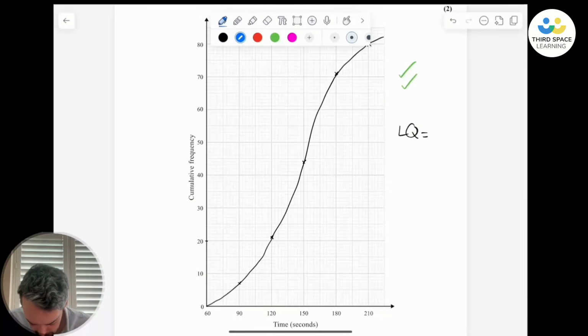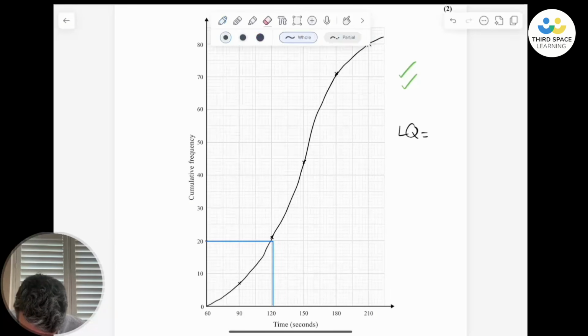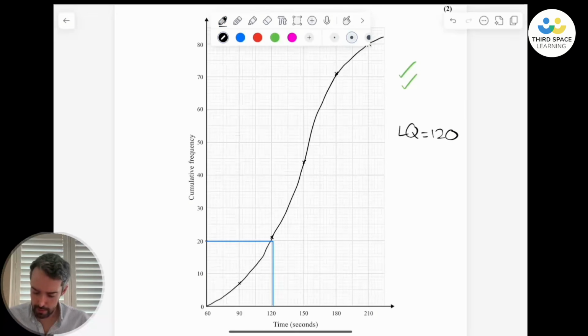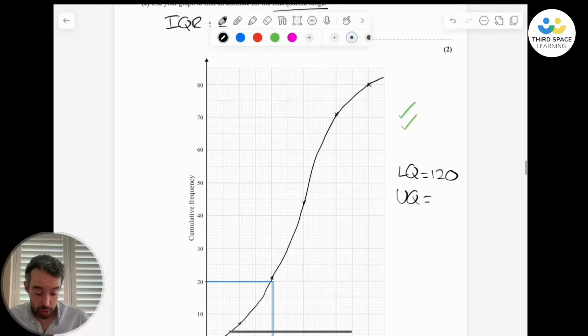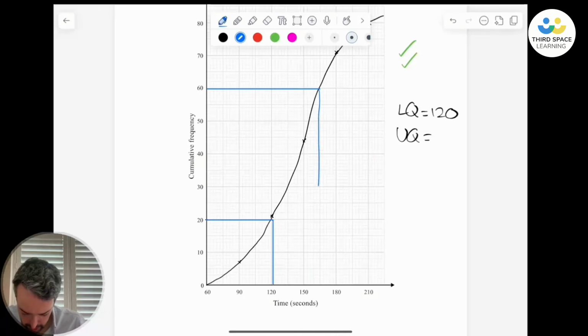So let's take a straight line with our ruler and draw it across to our line of best fit. And then draw a line straight down like that. So I've gone over slightly there, I get 120 for that. And the upper quartile, well, that's going to be 3/4 of 80, so that's 60. And let's draw a line across at 60 to get to there, all the way down here like so. Look at that, absolutely lovely. And we're going to get here.